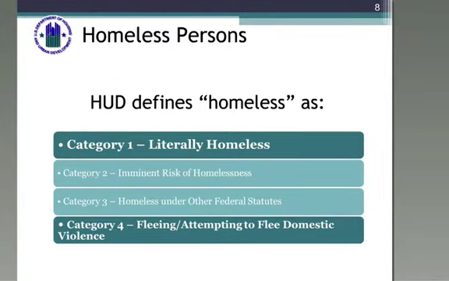So who are we talking about when we talk about homeless persons? HUD's definition of homeless includes 4 categories of homelessness: literally homeless, imminent risk of homelessness, homeless under other federal statutes, and fleeing or attempting to flee domestic violence.